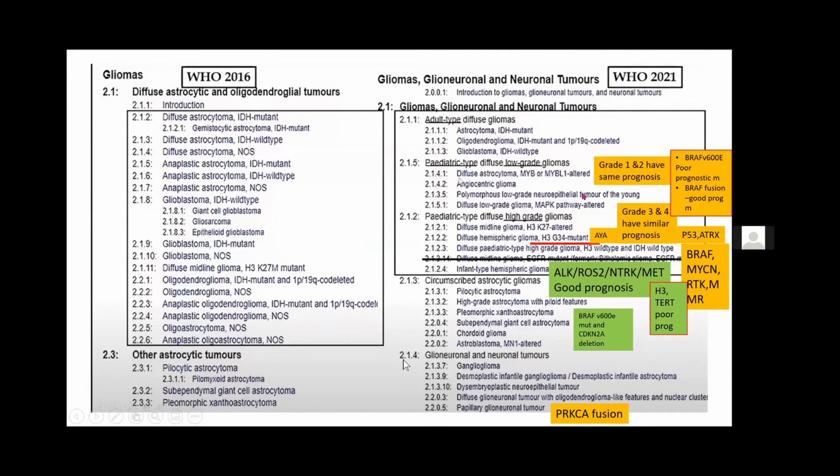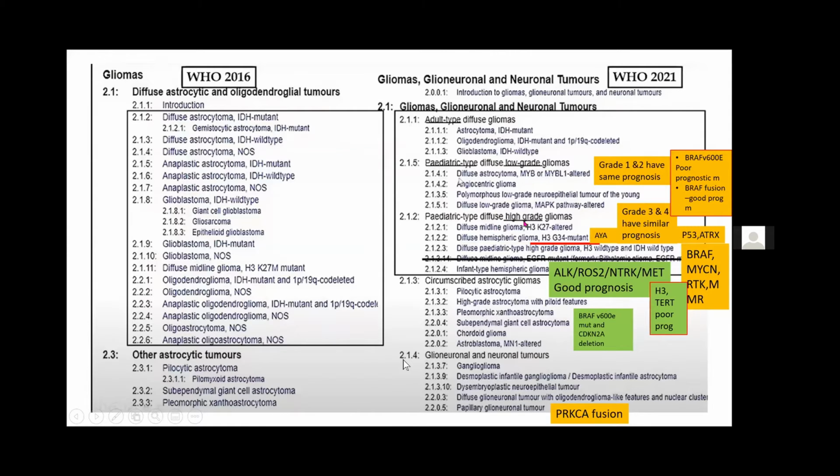There are a few alterations that are very important in the pediatric type diffuse low-grade gliomas. We know from the earlier classification that the BRAF V600E alteration was a poor prognostic marker, whereas the BRAF fusion alteration was a good prognostic marker. So those all still stand.